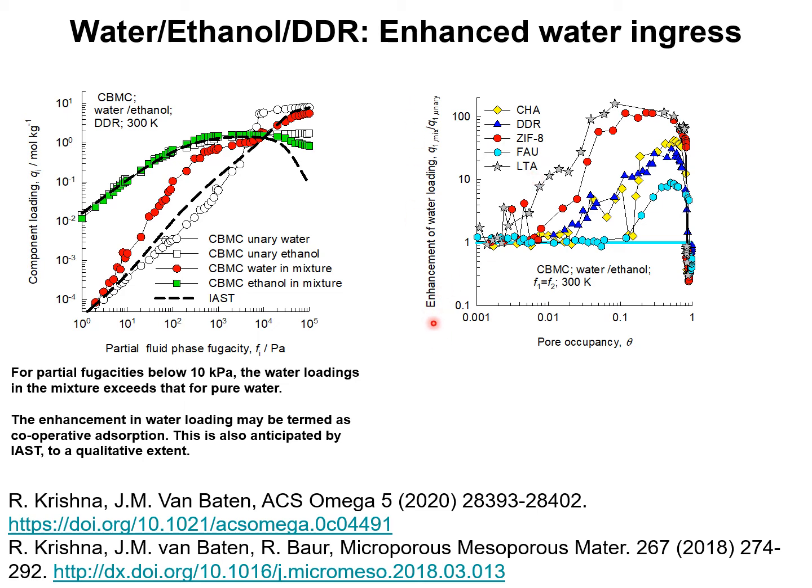And in this graph, I plot the enhancement in the water loading, that is the component loading for mixture adsorption divided by the component loading for the corresponding unary system, as a function of pore occupancy. And we note that the enhancement can be about 2 orders of magnitude depending on the pore occupancy. The IAST fails to capture quantitatively the enhancement in water loadings because the IAST does not cater for molecular clustering effects due to hydrogen bonding.